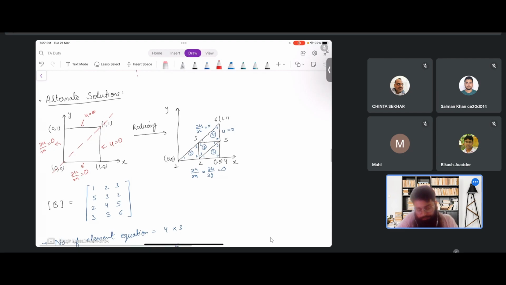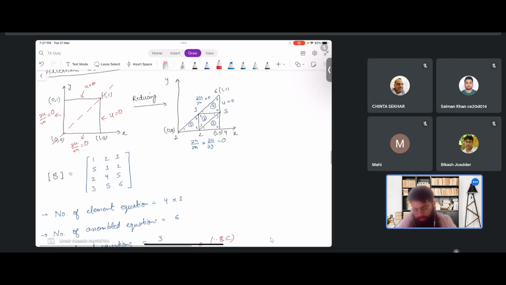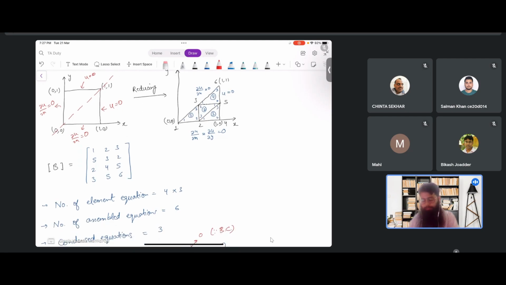Now, since we have a triangular domain, we will try to see how we can discretize it into triangular elements. So we have discretized into four triangular elements and marked the local node numbers. Now we have a total of six global nodes and four elements, so we can try to write the connectivity matrix here.